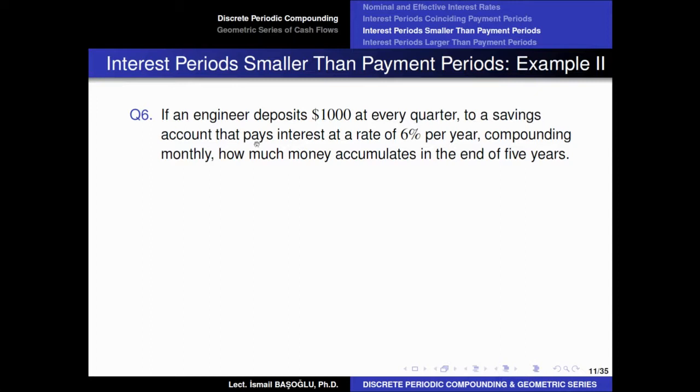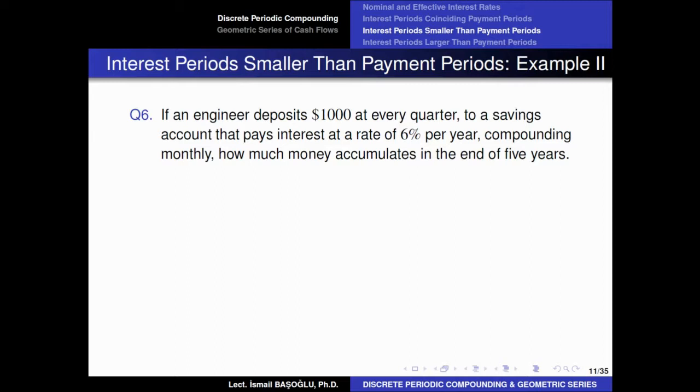To a savings account that pays interest at a rate of 6% per year, compounding monthly. So in this account, we have a monthly compounding logic. However, the interest rate is given in yearly terms, which is the nominal interest rate, and the monthly effective interest rate is just going to be 6 divided by 12. However, in this problem, the payments are made quarterly. Therefore, in this problem, we actually need to calculate the effective interest rate for each quarter. Okay? So not just the monthly effective interest rate, we should be further calculating the quarterly effective interest rate.